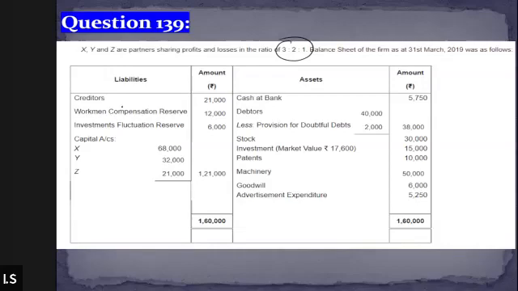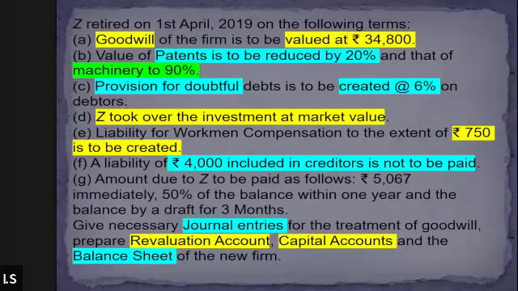And moving on to the adjustment part, this is the adjustment of this question. So there are so many adjustments in the question. The first adjustment is regarding, the question is saying that Z is retiring from the partnership, and on that date we need to do these adjustments.